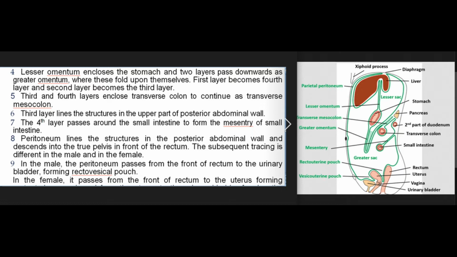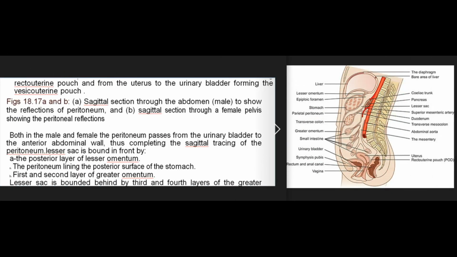9. In the male, the peritoneum passes from the front of rectum to the urinary bladder, forming rectovesical pouch. In the female, it passes from the front of rectum to the uterus forming rectouterine pouch and from the uterus to the urinary bladder forming the vesicouterine pouch. Figs 18.17a and b: a, sagittal section through the abdomen, male, to show the reflections of peritoneum, and b, sagittal section through a female pelvis showing the peritoneal reflections both in the male and female. The peritoneum passes from the urinary bladder to the anterior abdominal wall, thus completing the sagittal tracing of the peritoneum. Lesser sac is bound in front by, a.